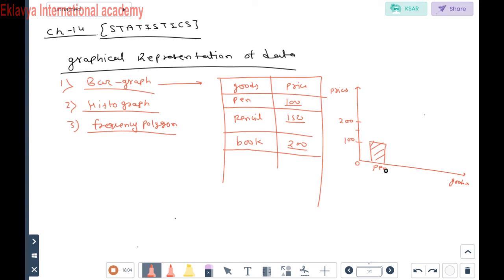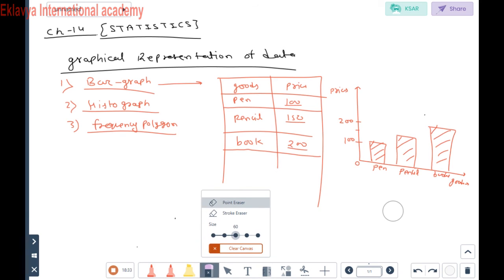Second is that for pencil 150. Pencil के लिए क्या बनाओगे आप? 150. Pencil. And third is for books, 200. For books, that is 200. Understand?